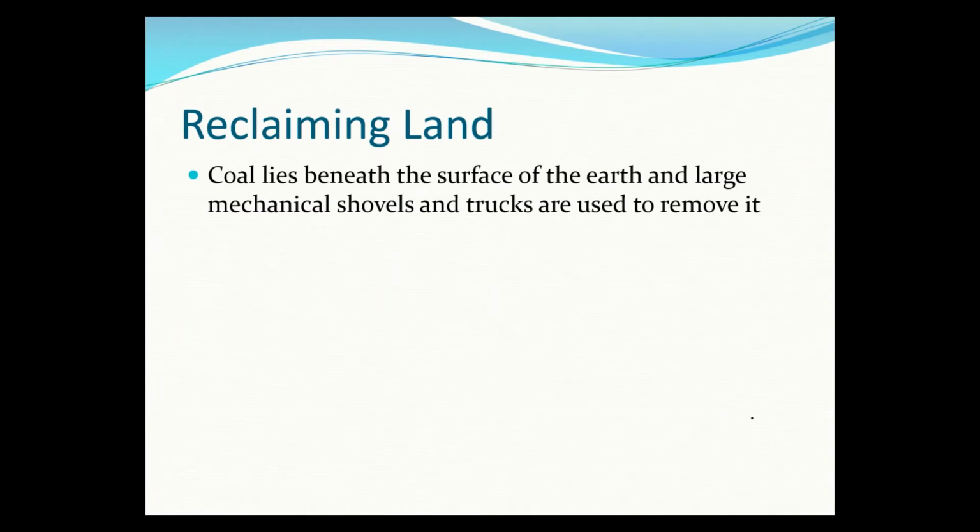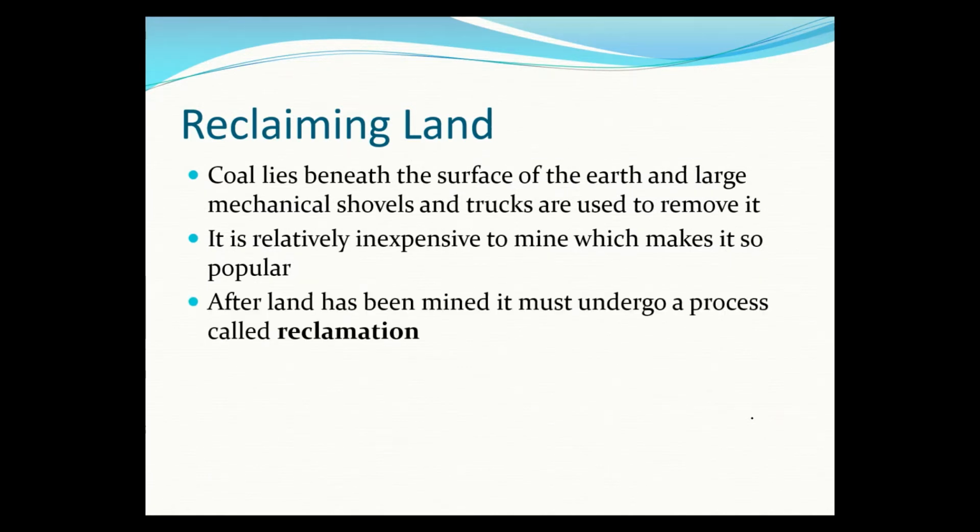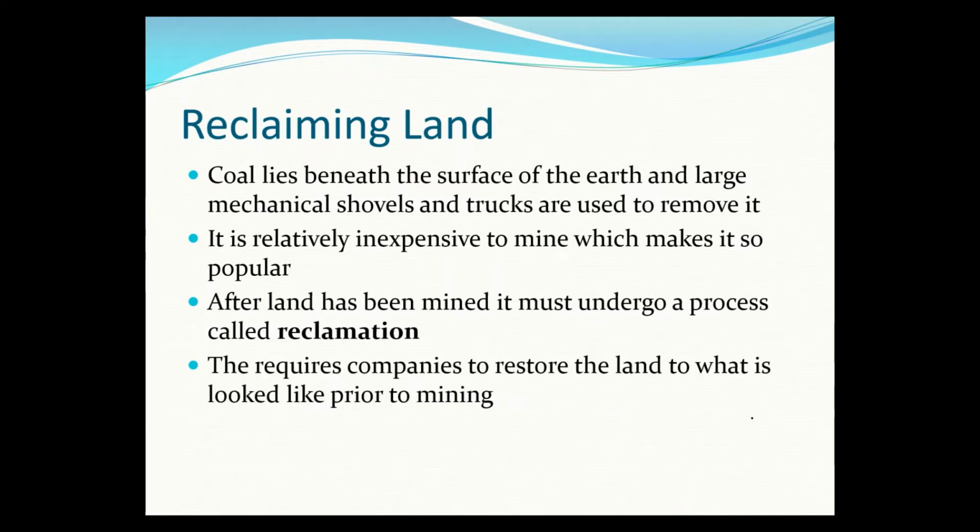Coal lies beneath the surface of the earth, and large mechanical shovels and trucks are used to move it. You just mine it, dig up land, and find the coal in there. It's relatively inexpensive to mine, and that's why it's so popular: it's cheap and people like cheap energy sources. After the land has been mined, it goes through a process called reclamation, where the companies need to restore the land to what it looked like prior to the mining. That's really important. You can't just leave these open pits. You have to bring it back to how it was.